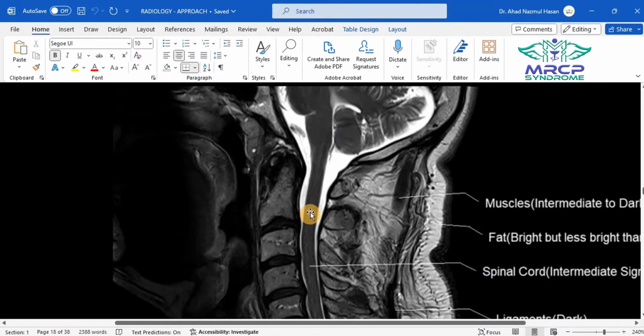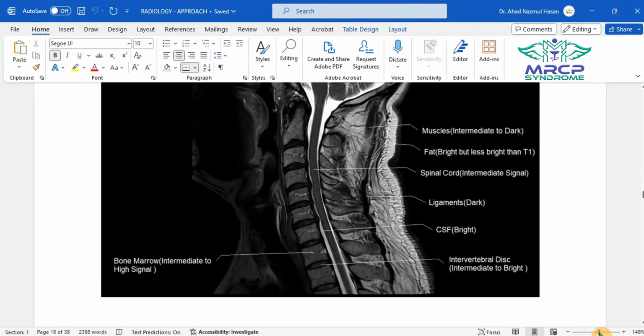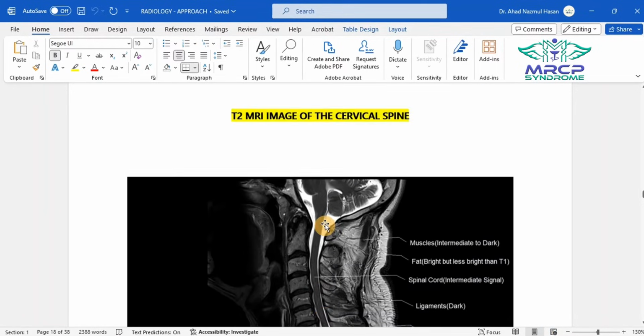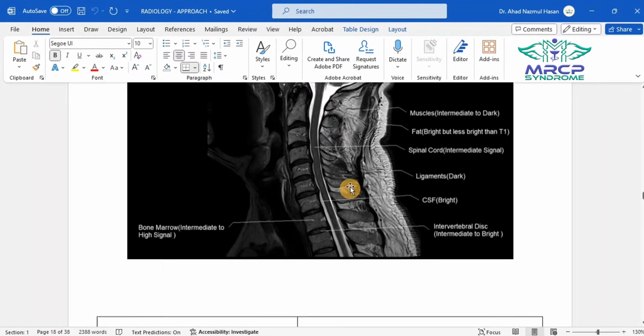So these are the CSF. These are the CSF. So this is bright. So this is the T2 component. So this one is the spinal cord. This is not the CSF. So in case of cervical spine, look at this carefully.